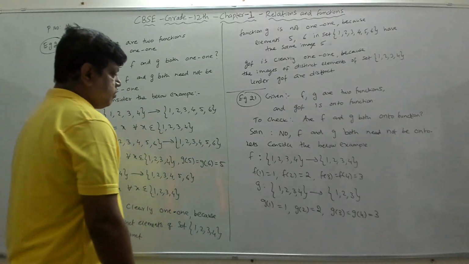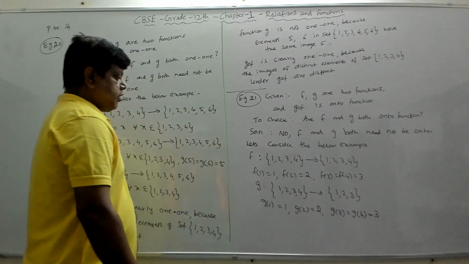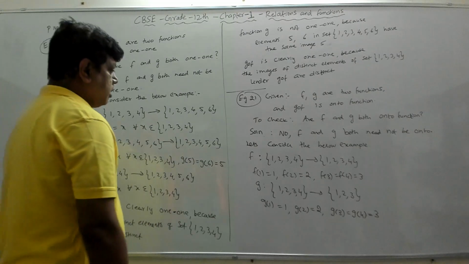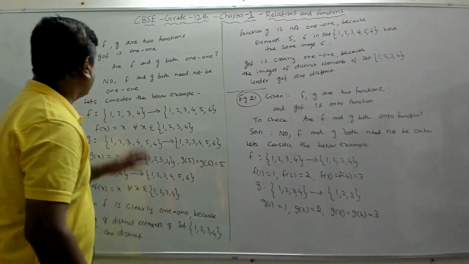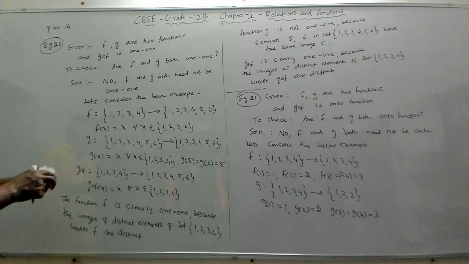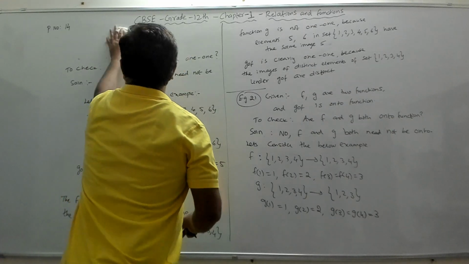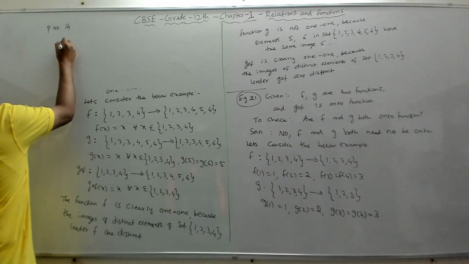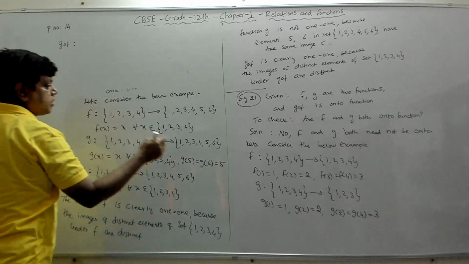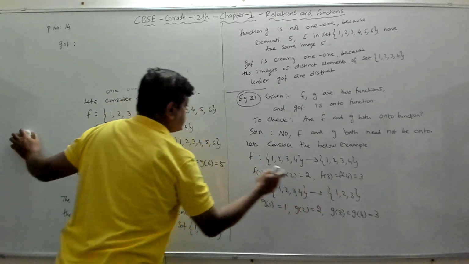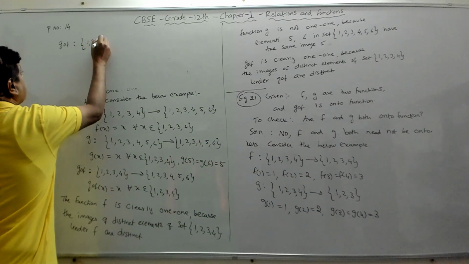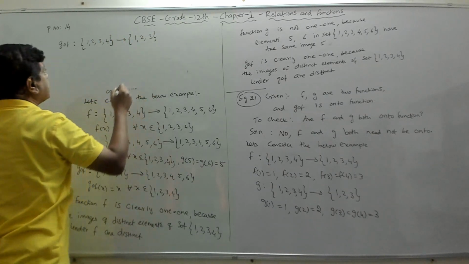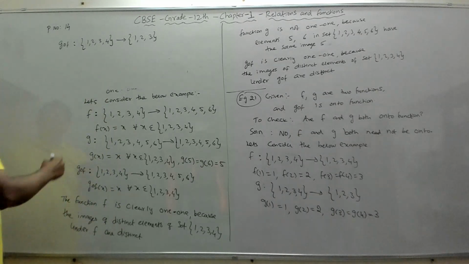So our g of f will be, if we try to define our function g of f of x, so let's define a function. I'll write it here. Now, what is our g of f function? g of f function will be from, obviously, this set to this set, that is {1, 2, 3, 4} to {1, 2, 3}.